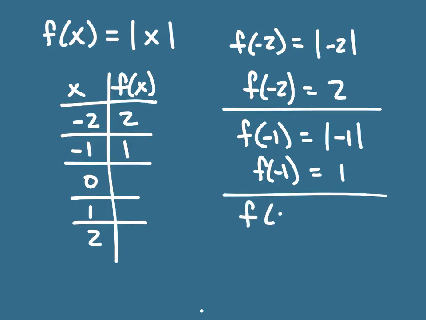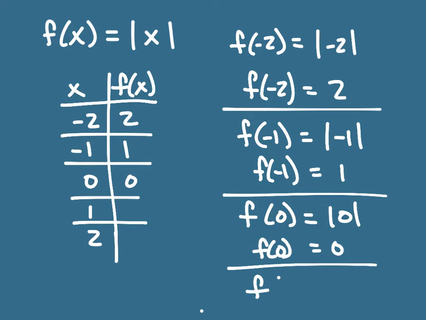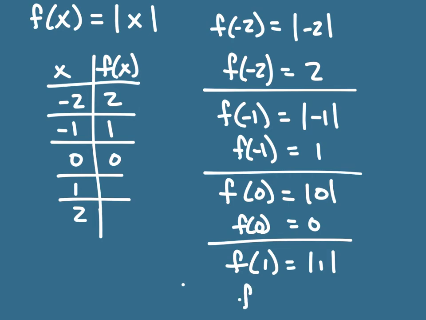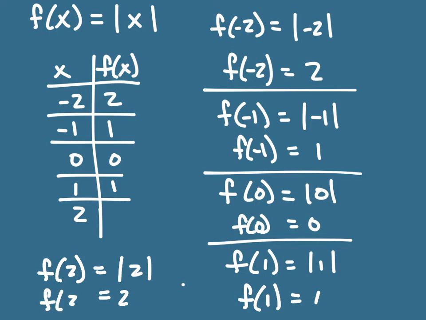Let's plug in f of 0. The absolute value of 0 is just 0, so f of 0 equals 0. If I plug in 1 into this function, the absolute value of 1 is going to be 1. So f of 1 is equal to 1. And then if we do f of 2, the absolute value of 2 is just going to be 2. So just plugging these numbers in, generating more points.